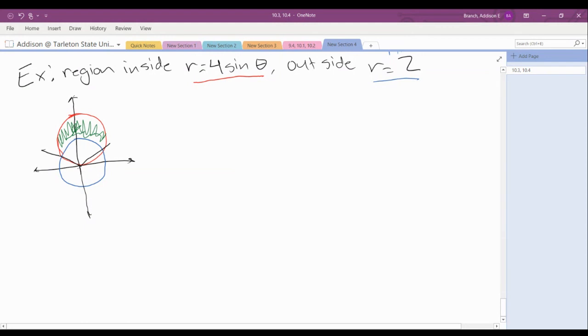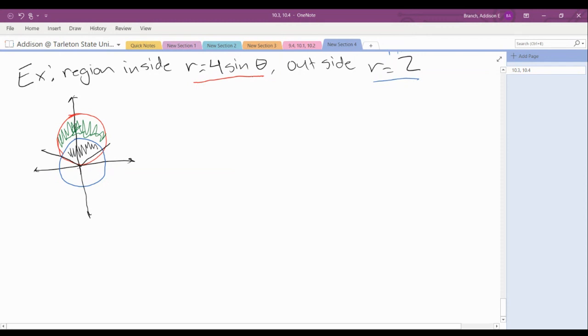So what we want to do is find the area of this bigger one, and then subtract the area of this smaller one in order just to get the green. So the first thing we need to do is figure out where our points of intersection are.